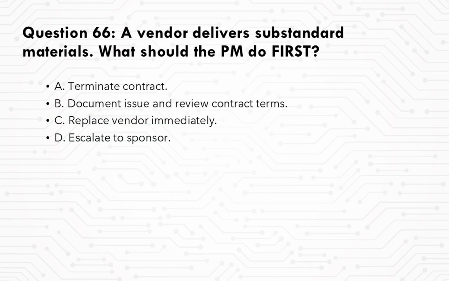Question 66. A vendor delivers substandard materials. What should the PM do first? A. Terminate contract. B. Document issue and review contract terms. C. Replace vendor immediately. D. Escalate to sponsor. Answer: B. Always refer to contract before action.